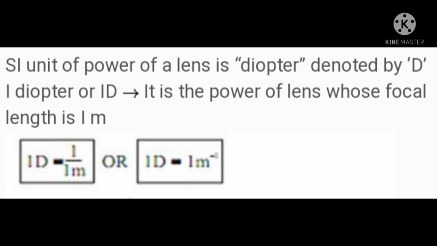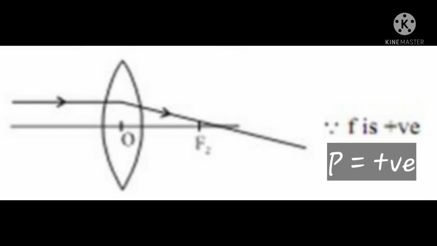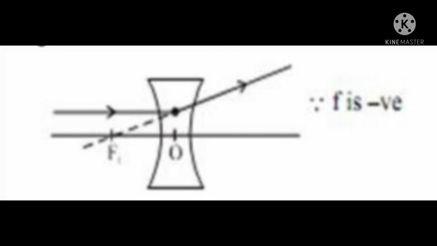And 1 diopter or 1 D is the power of the lens whose focal length is 1 meter. Or we can write 1 D is equal to 1 by 1 meter, or 1 D is equal to 1 per meter. Clear? Another thing you have to remember: the power of a convex lens is always positive, whereas the power of a concave lens is always negative. These two things you have to remember.